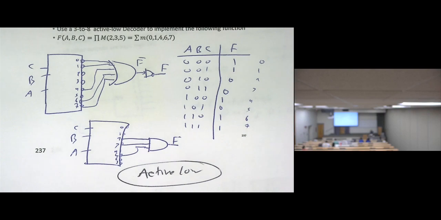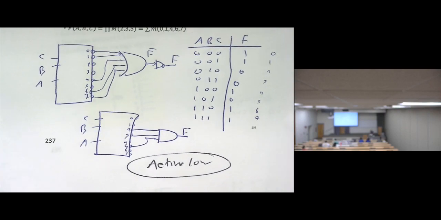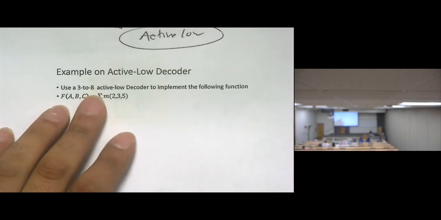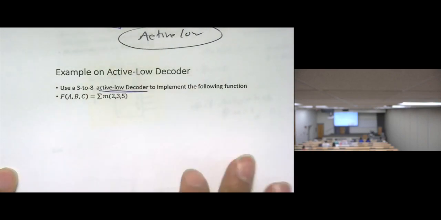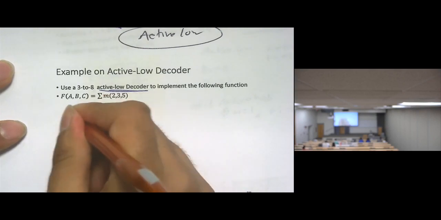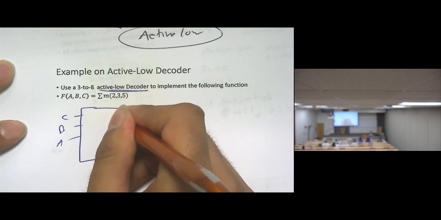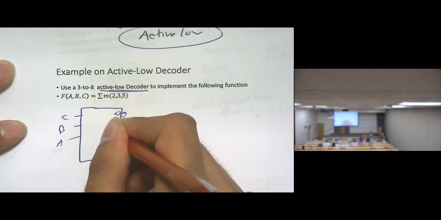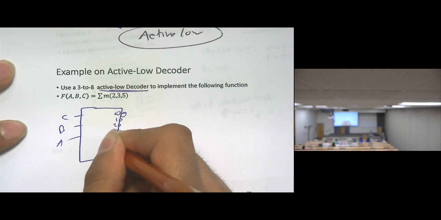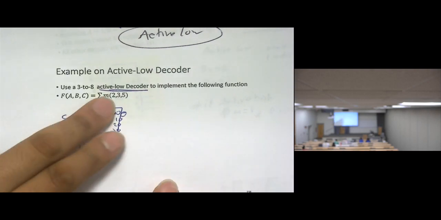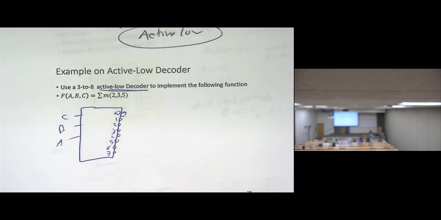Any questions? Let's see another example. Use a 3 to 8 active low decoder to do this. Here is C, B, A, active low 0, 1, 2, 3, 4, 5, 6, 7. Can you solve it? Try it. There are two ways. You can use sum of products and put the NOT, or you can use product of sum. Try it and tell me about the answer.